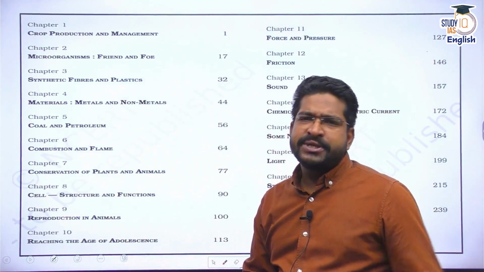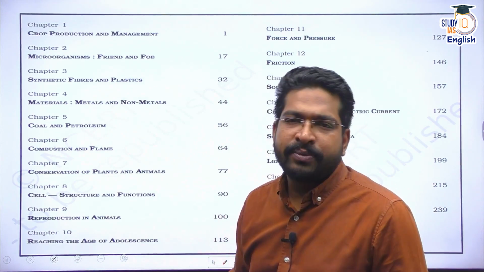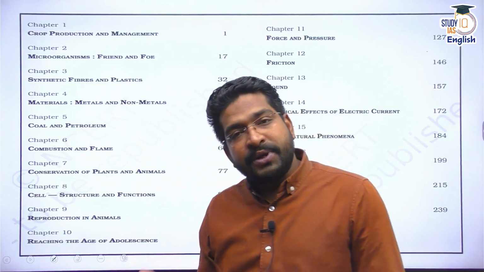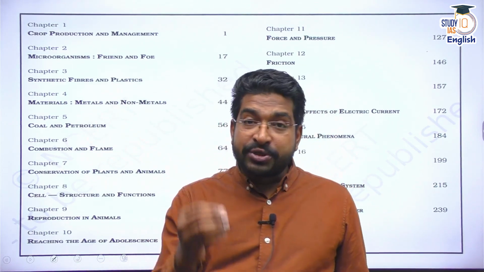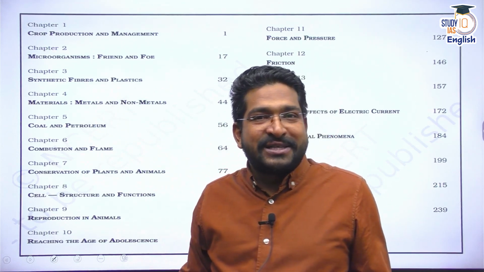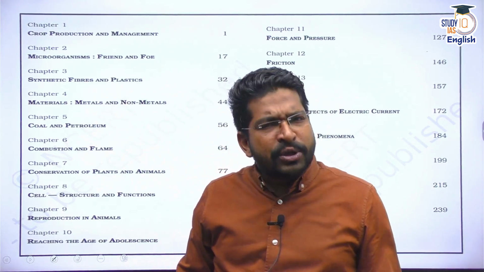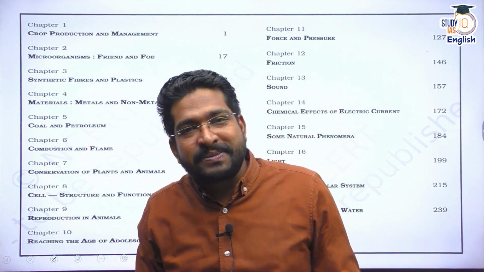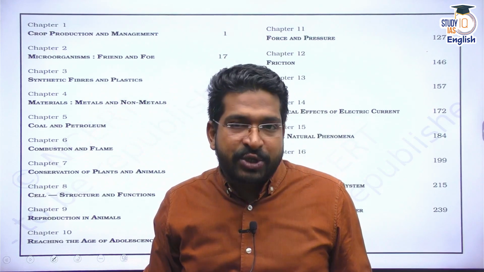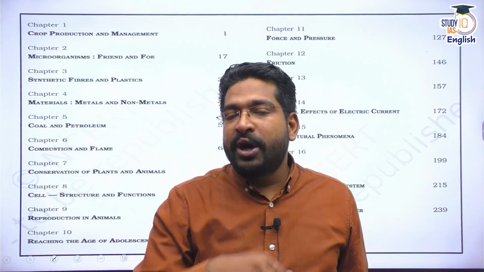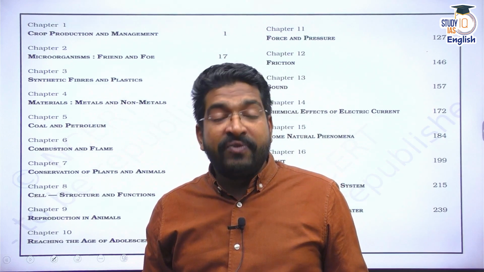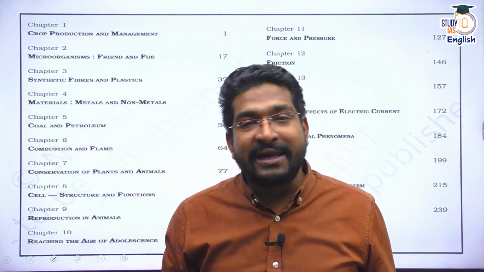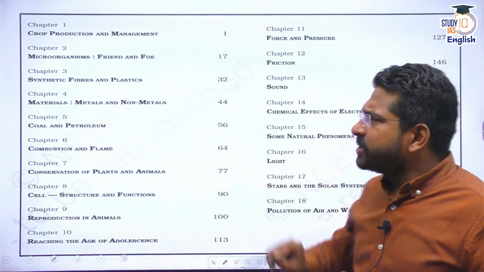Now, in these chapters, we discussed some topics about agriculture, some topics about materials like metals and non-metals, coal and petroleum. We also understood some processes like what is combustion, what are the characteristics of flames. Apart from that, we also spoke about certain topics from biology. We spoke about microorganisms. We discussed the cell, its structure and functions. We talked about reproduction in animals. And in the latest discussion, we discussed adolescence. That means changes that occur during the adolescent age. And now we'll be moving towards chapter 11.